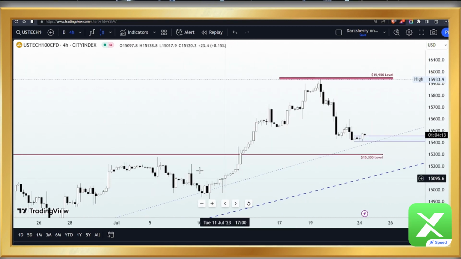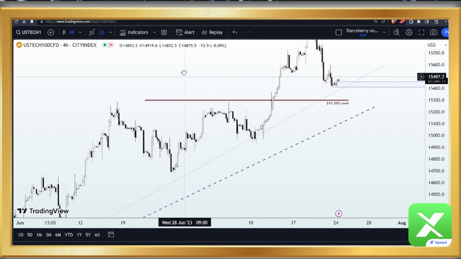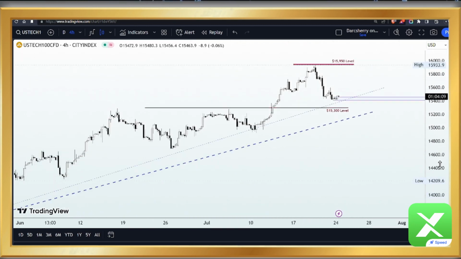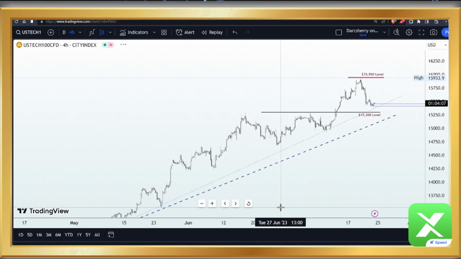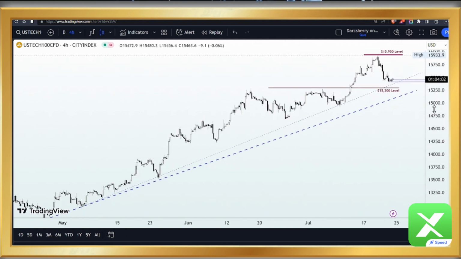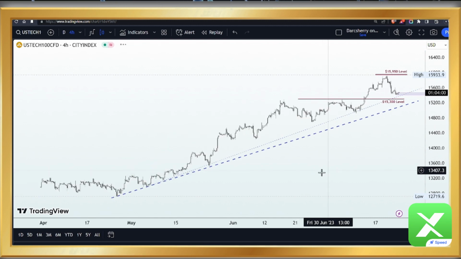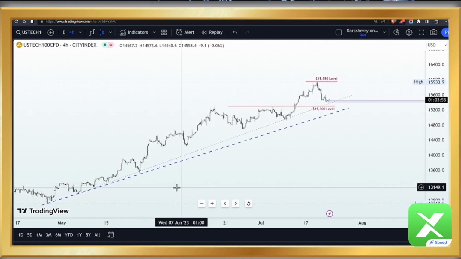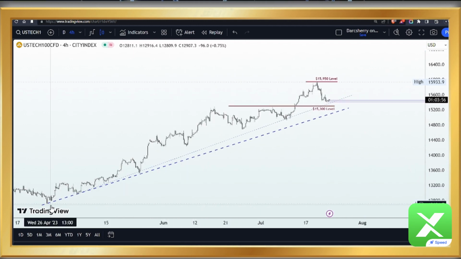So going into the higher time frame, we want to see how things are looking on the 4 hours time frame. On the 4 hours time frame, this was what I was able to spot here while trying to decipher how to manage a trade on the US Tech 100. So I went as far back as the month of April to see how the market has been unfolding on this chart.